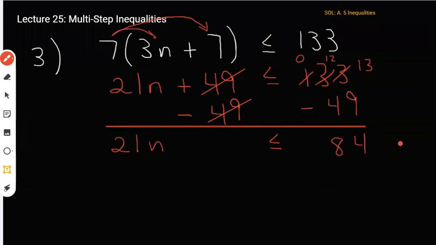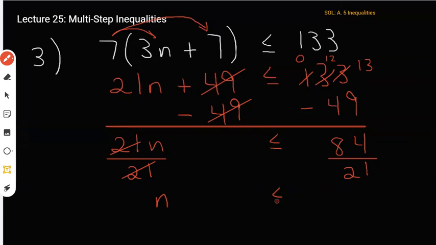Okay. So now the only thing that I have left to do is get rid of this 21 that's out in front. I can do that by dividing both sides by 21. And that's going to divide evenly into 84. So now the 21s will cancel out, leaving me with an n.